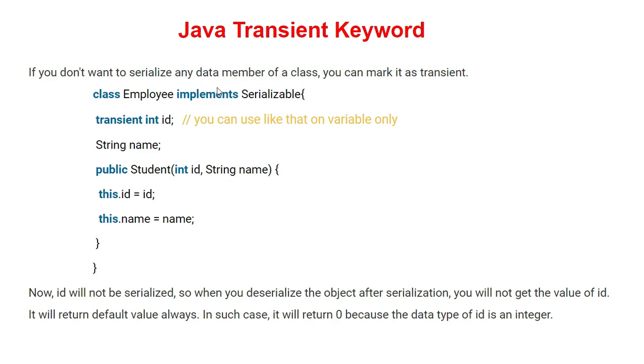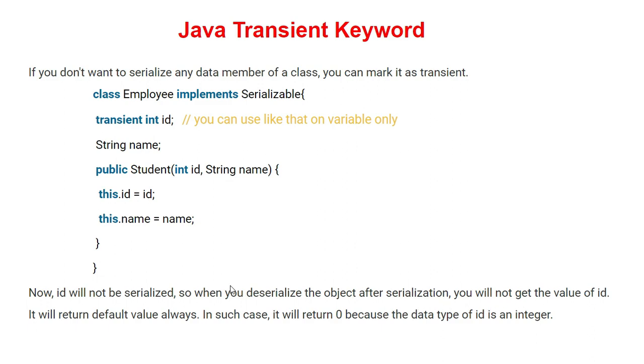It is only useful when we are making a class serializable and writing data into a file or making some network call. So you can use it on that variable only, and we can make a particular member transient. Okay, understood?